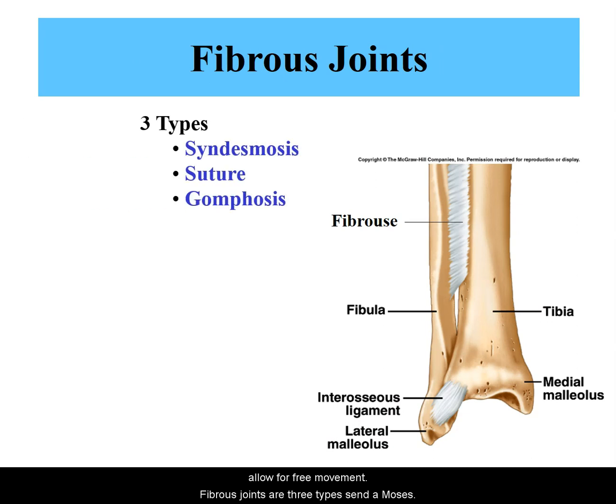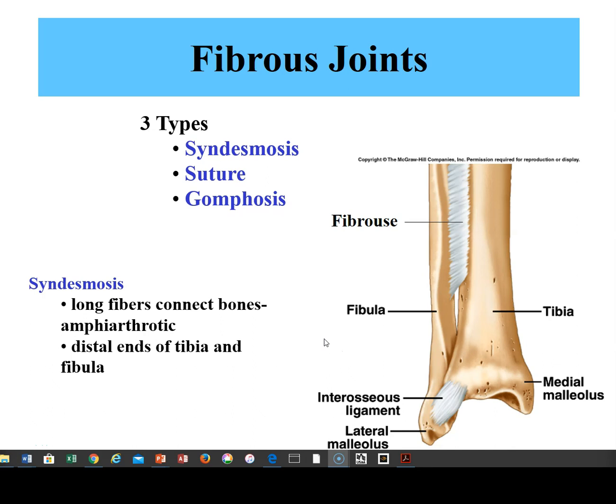Fibrous joints, there are three types. Syndesmosis has long fibers of connective tissue that connect the bones. It is amphiarthrotic. Take the distal ends of the tibia and fibula: here's the tibia and the fibula, and this fibrous connective tissue allows for just a tiny bit of movement between those two bones.